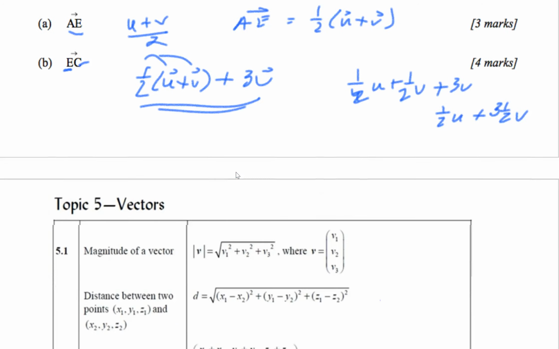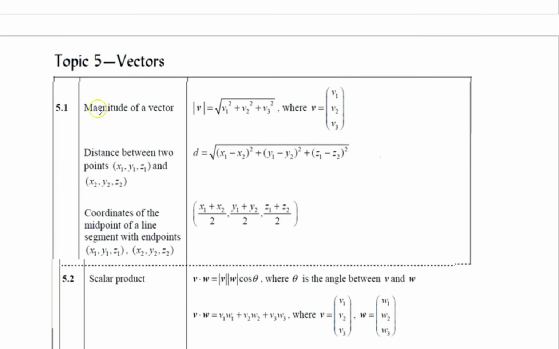Let's move on. So these are the formulas you see in your formula sheet. Now, very important thing, guys. See how this formula here is for magnitude? We'll talk about magnitude a lot in a second. Magnitude is just the length of a vector, how long it is, or the size of a vector. You might say it's this big or whatever. That's what magnitude is.